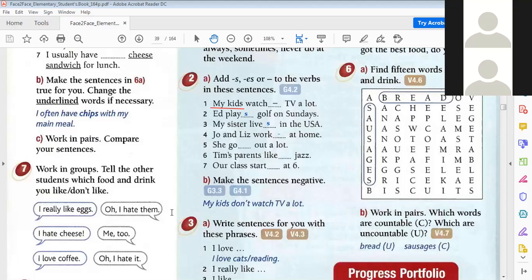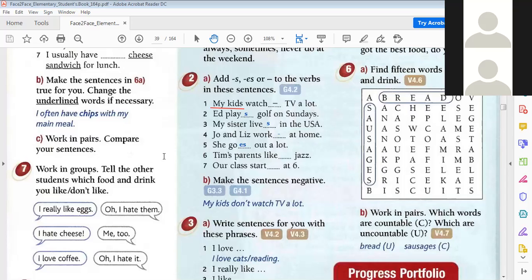Rana, what about number 5? She goes out a lot. Great. Do we use S or ES, Rana? ES. Excellent, that's correct. She goes out a lot, very nice.